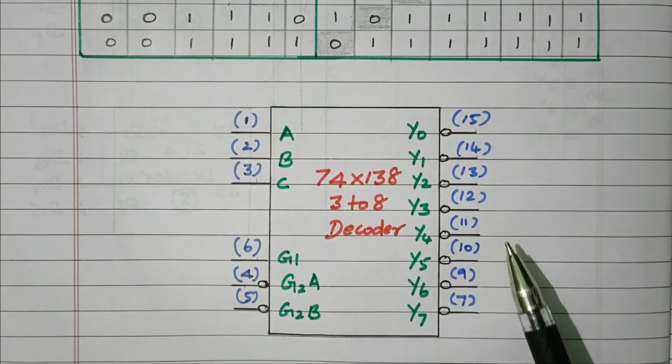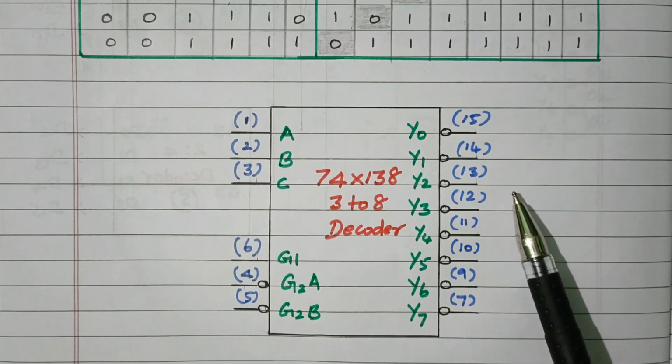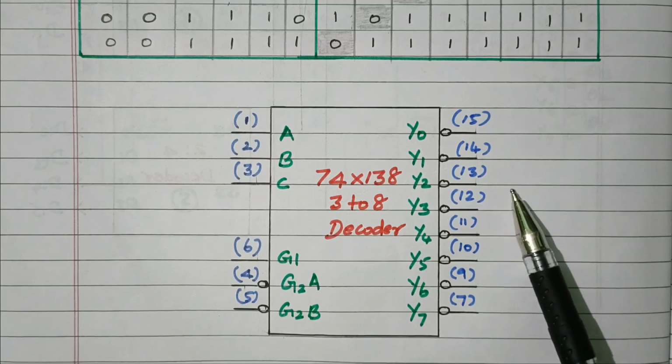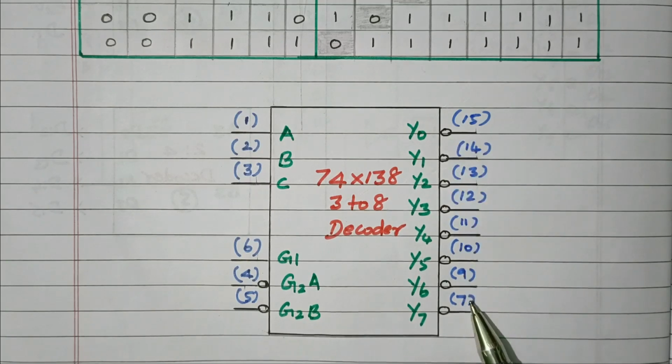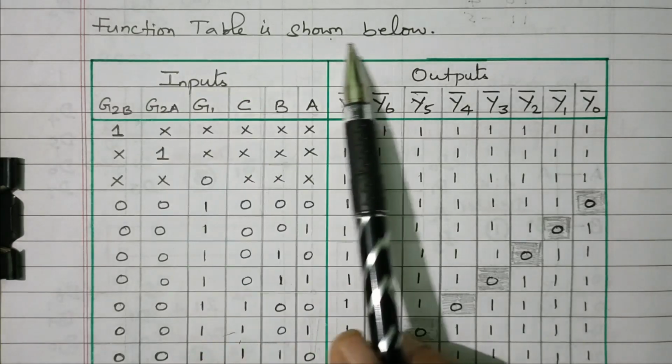It is inverted. Normally only one will be high and all others 0. Here all outputs will be 1, and only one output will be 0 because of the inverted outputs. Now we'll see the truth table. So the function truth table is shown below.